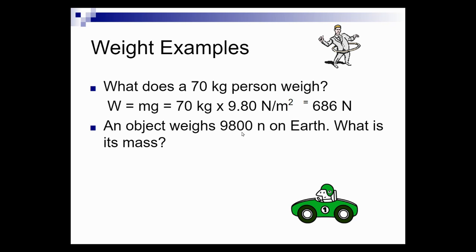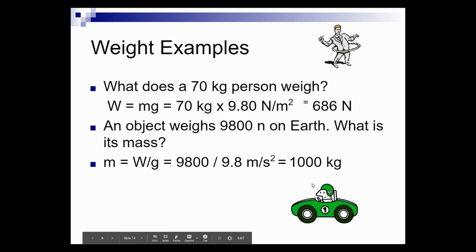When an object weighs 9,800 newtons on Earth, what is its mass? Look back at the previous question. The weight is 9,800, so you divide it by 9.8, and that's going to give you 1,000 kilograms.